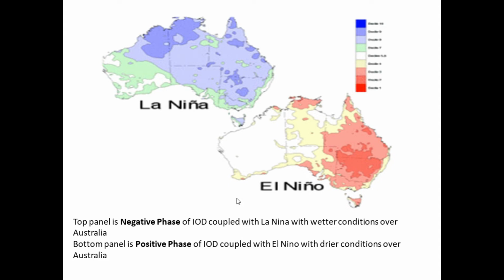Top panel is negative phase of the IOD, coupled with La Nina with wetter conditions over Australia. Bottom panel is the positive phase of the IOD, coupled with the El Nino with drier conditions over Australia. There you have it.